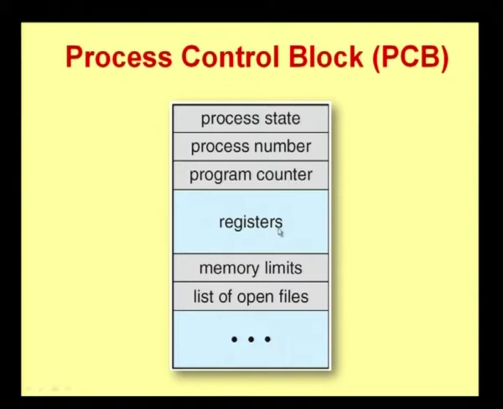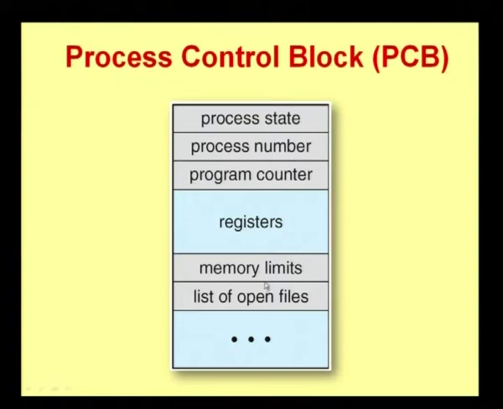Then you have the registers, as general purpose registers and special purpose registers. Then you have the memory limits. Memory limit is how much memory is required for executing this particular process. Then what are the files that are kept open? That is nothing but the list of open files. And what are the input and output devices that are required for executing this particular process is stored over here. So this is a process control block.